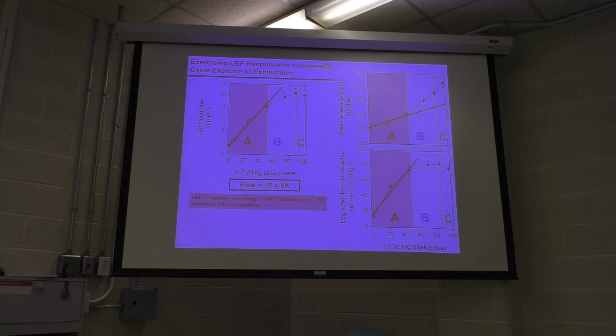Okay, so we get this increase in blood flow because we have an increase in mean arterial pressure, as well as an increase in vascular conductance. It doesn't really look like it on this graph because of the scales, but you have a greater increase in blood pressure than you do vascular conductance. So inflow is greater than outflow, and that's why linear blood flow increases. Since they're both increasing, that gives you your increase in flow. So you're basically doing everything you can to pump up blood flow through this muscle.